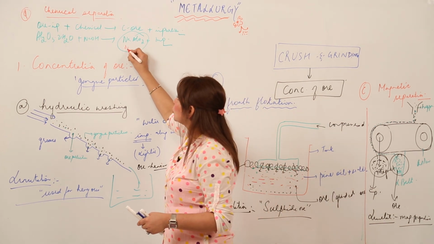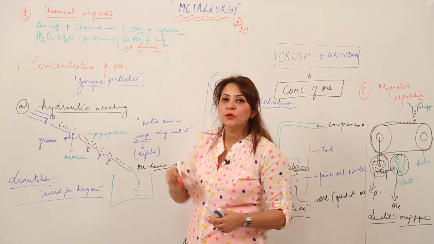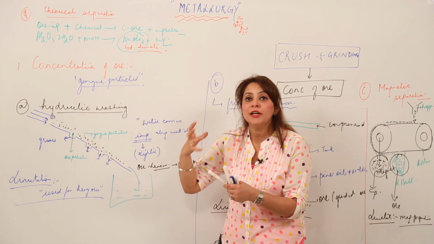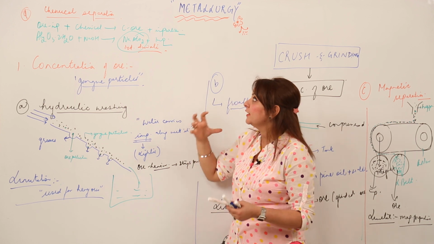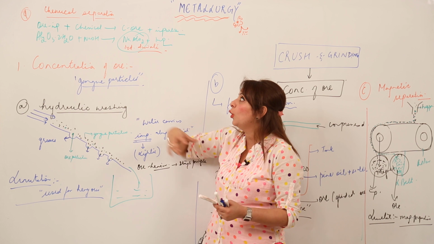So this is sodium aluminate. Now it is free from impurities, but it is not the formula of our ore. We need to get our concentrated ore out of it.